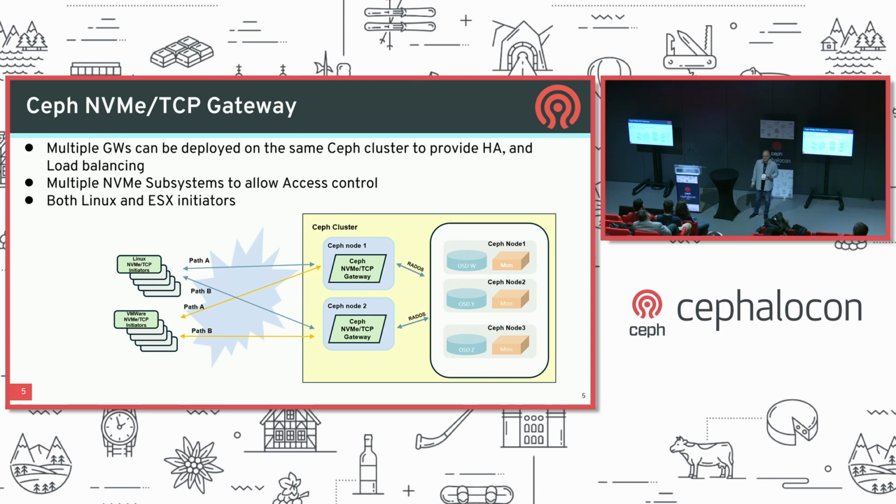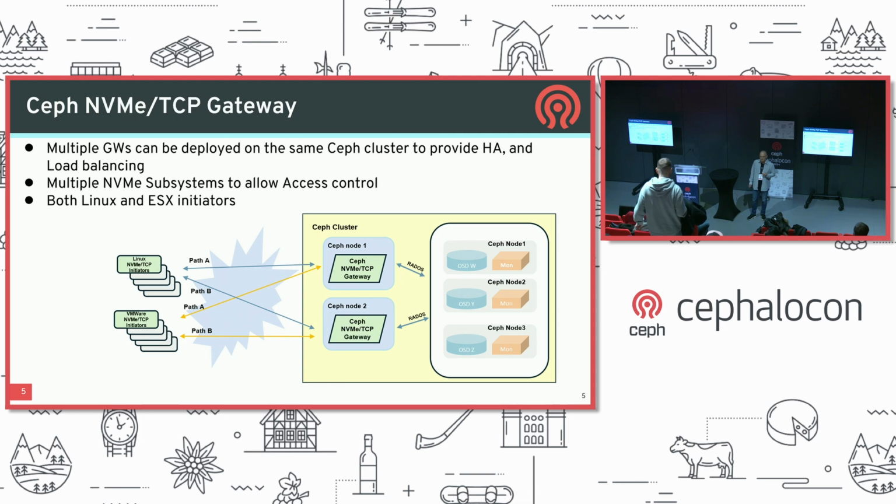In case one of the gateways is down for whatever reason, or the Ceph node is down, we automatically direct the I/O to one of the surviving gateways. So there is no single point of failure. That's why we allow multiple gateways on the Ceph cluster. We'll discuss gateway groups soon.